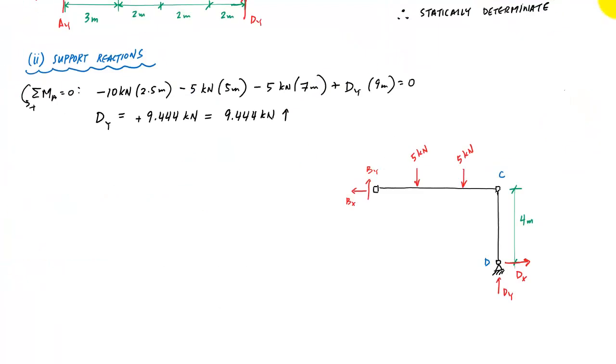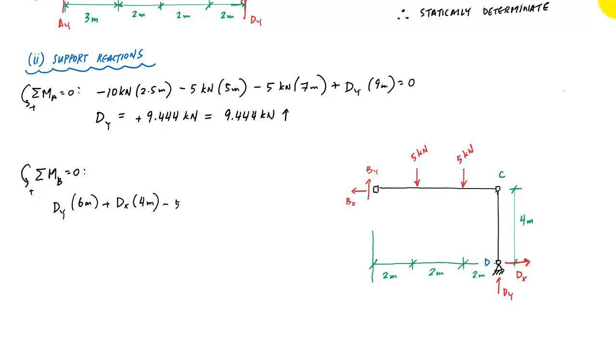So here's the right side of that free body diagram again. And so now if I look at this side and I take moments for this diagram here, if I take moments about point B, I would have DY times 6 meters plus DX times 4 meters minus 5 kilonewtons times 2 meters minus 5 kilonewtons times 4 meters equal to 0. And in this case, we know that DY is this 9.444 kilonewtons.